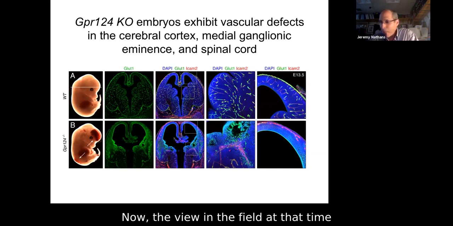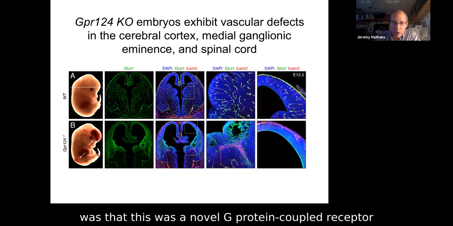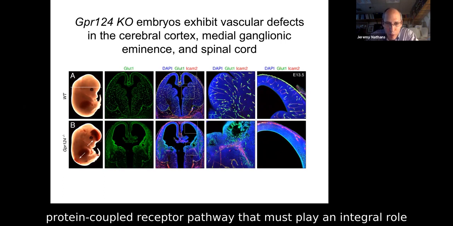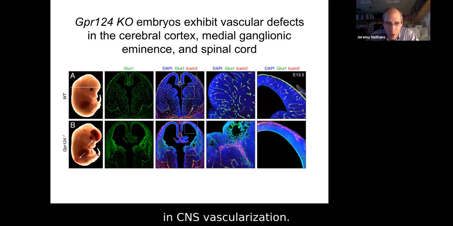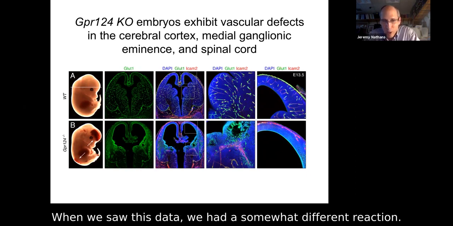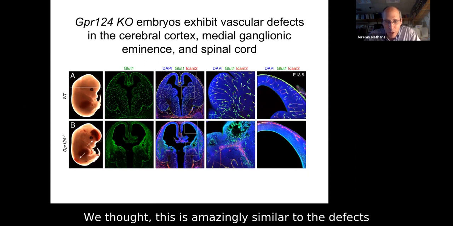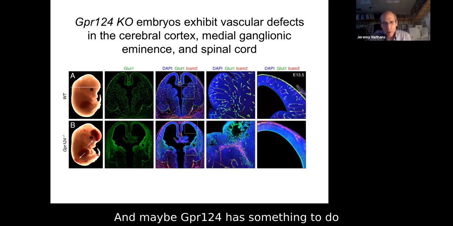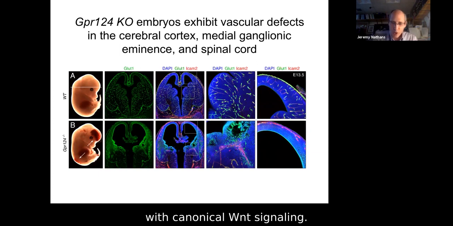Now, the view in the field at that time was that this was a novel G-protein coupled receptor, and therefore there was a novel G-protein coupled receptor pathway that must play an integral role in CNS vascularization, and that all seemed very exciting. When we saw this data, we had a somewhat different reaction. We thought this is amazingly similar to the defects one gets with canonical Wnt signaling knockouts, and maybe GPR124 has something to do with canonical Wnt signaling.